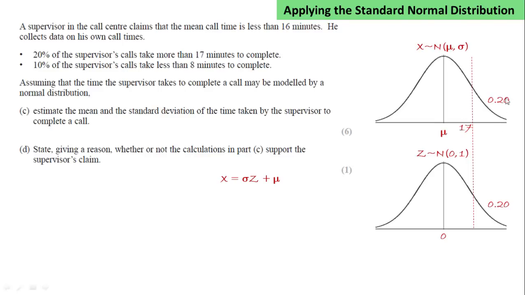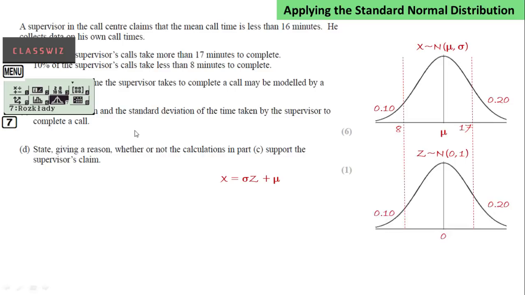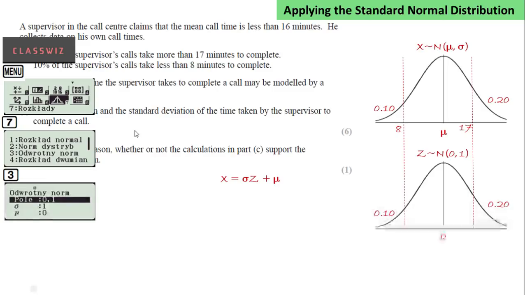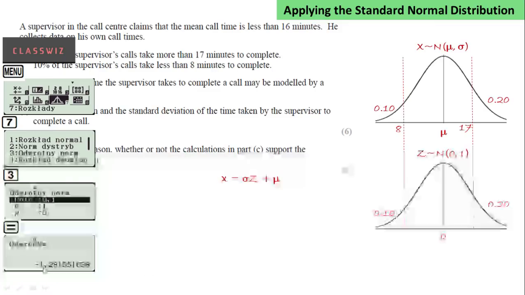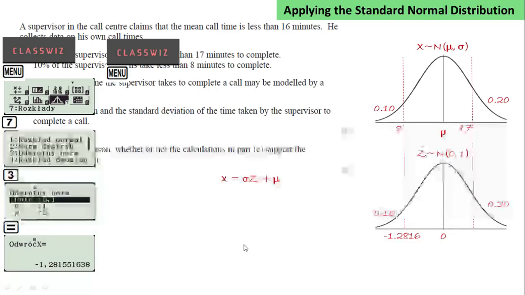So I'm going to use my calculator. I'm going to use the inverse normal function. So I'll go to ClassWiz, option 7 for distributions. The inverse normal distribution is key 3. I fill in the probability, 0.1, and I find that the corresponding z value, I apologise, is minus 1.2816.